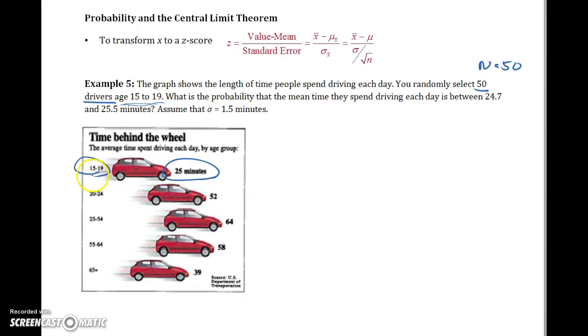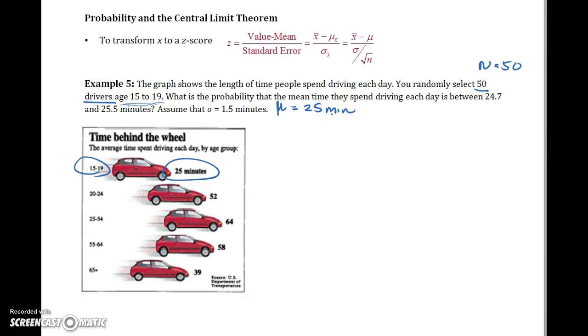Because right here, this is telling me the average time spent driving each day by age group. For the age group of 15 through 19, that average is 25 minutes. What else is important here? I want to find the probability of the mean of the time spent driving each day.